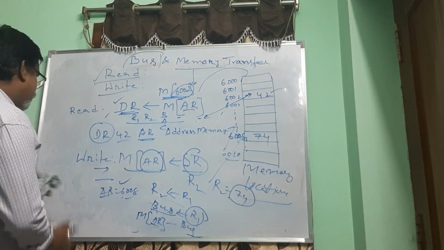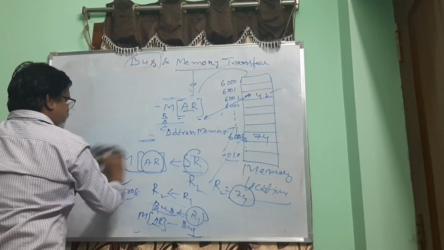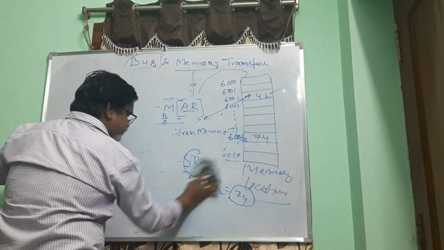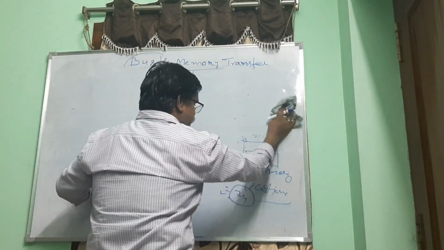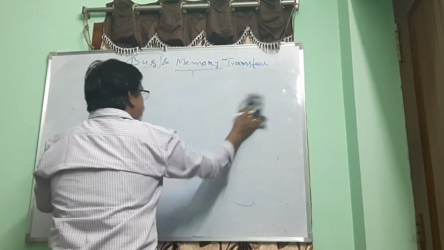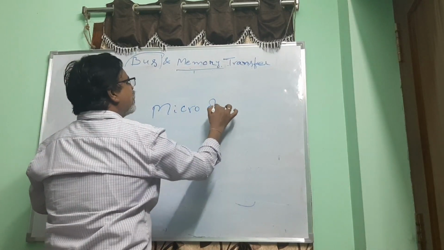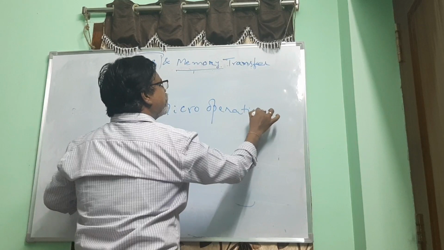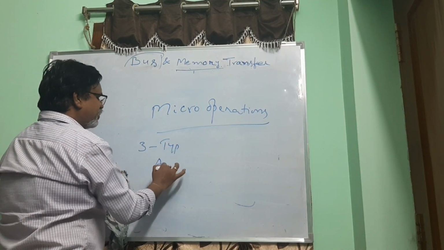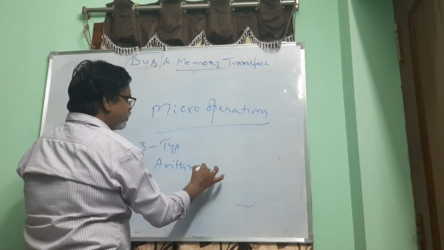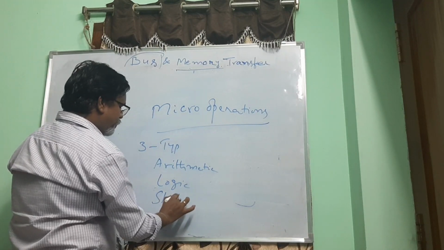With this we are concluding the bus and memory transfer concept. In our next class we will discuss micro operations, the second part of your second unit. Basically there are three types of micro operations: arithmetic, logical, and shift micro operations.